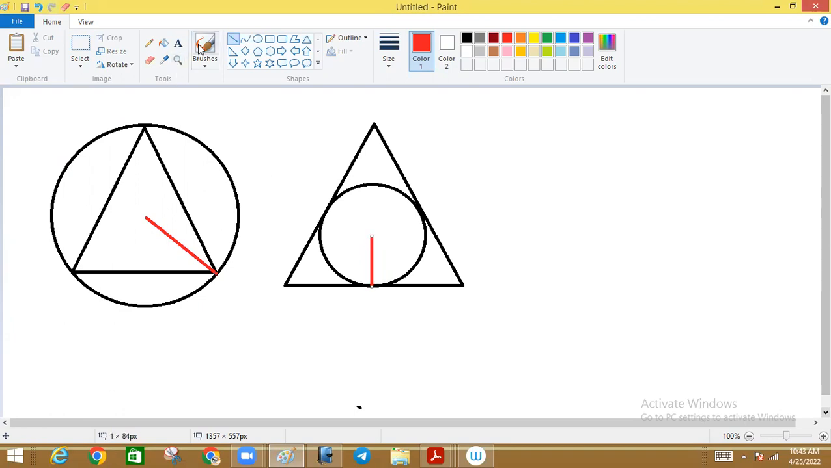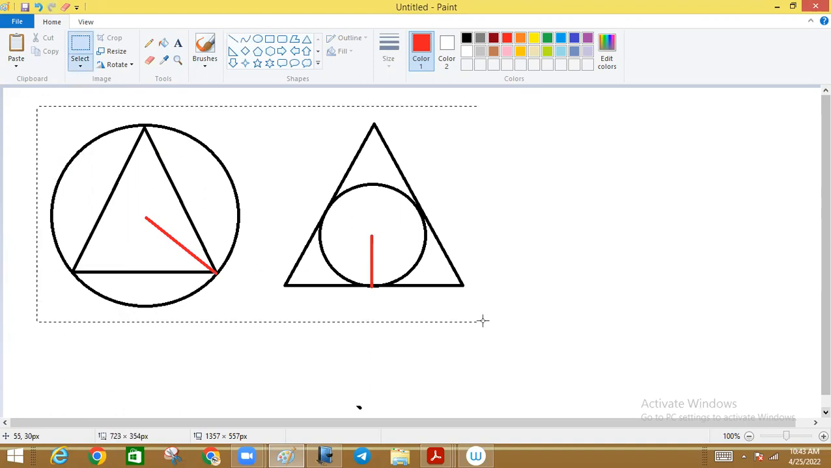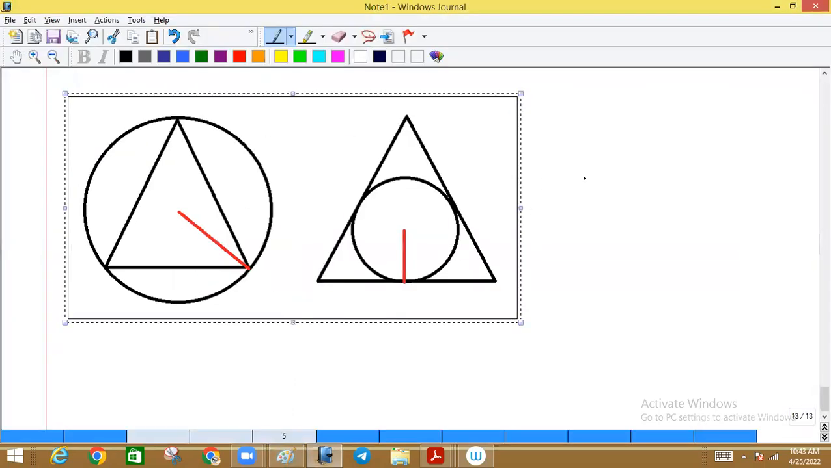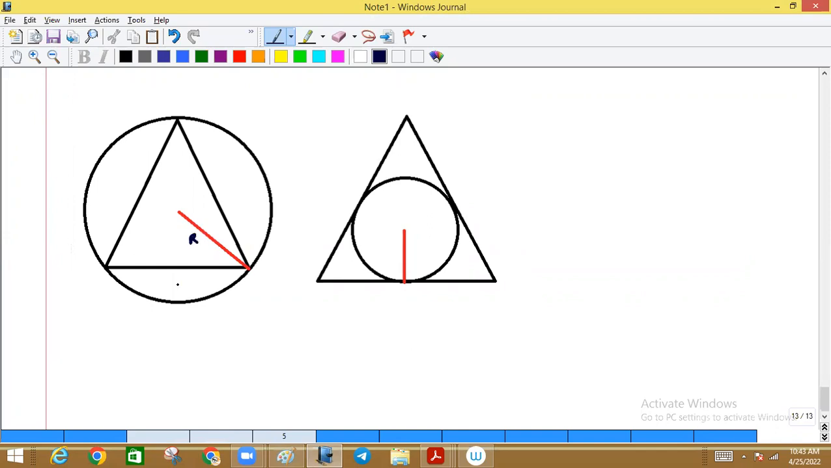If the circle is outside, you call it a circumcircle. If the circle is inside, you call it an incircle. So here, the triangle circumscribes a circle. In the second one, the triangle inscribes a circle. So circumradius is capital R. What is circumradius? Capital R, side is A only. Inradius is small r, side is A.